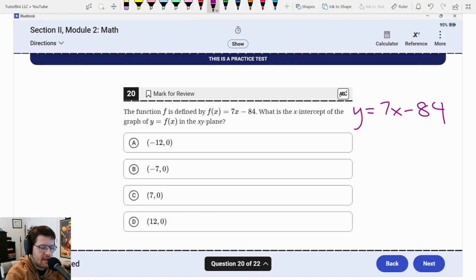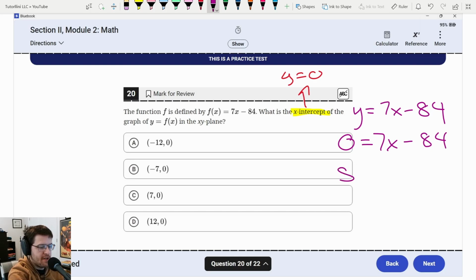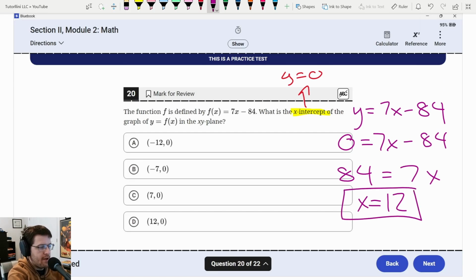Okay, question 20. So we got this function, and it says we want to find the x-intercept. So whenever you want to find an x-intercept, we set y equal to 0. For y-intercepts, we set x equal to 0. For x-intercepts, we set y equal to 0. So 0 equals 7x minus 84. I'll add 84 to both sides, and I get 84 equals 7x. And now I'm going to divide both sides by 7, and I get x equals 12. And that gives us choice D.